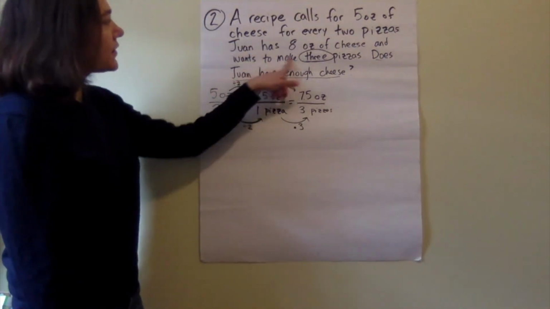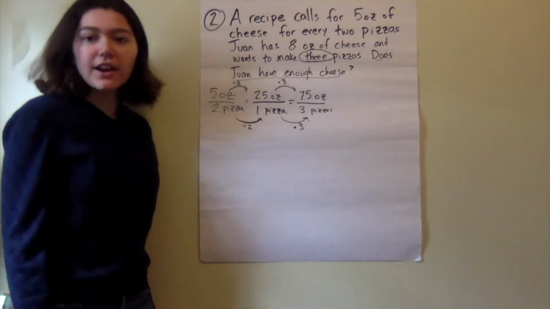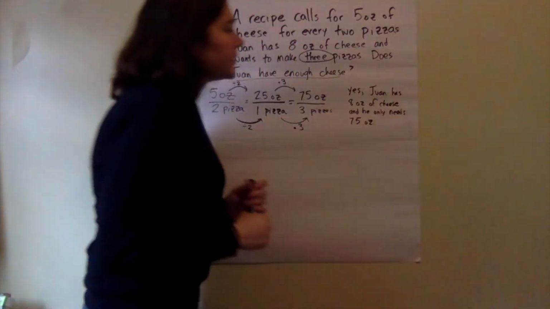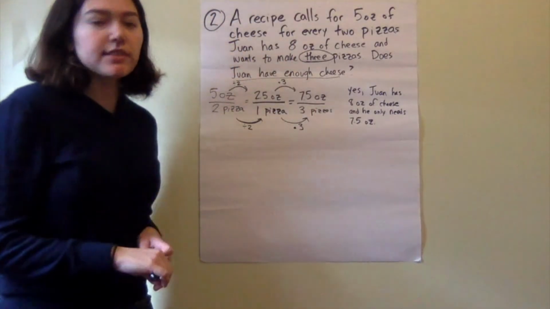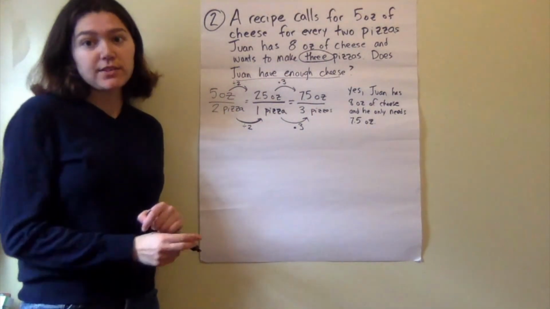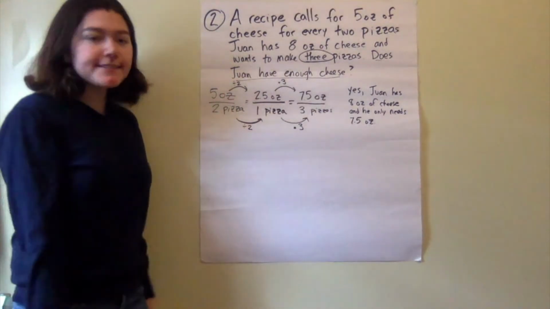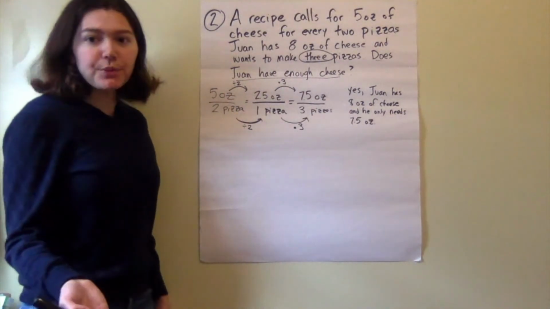So does Juan have enough cheese? Yeah, Juan has 8 ounces of cheese. That's more than 7.5, so that's enough. So yes, Juan has 8 ounces of cheese, and he only needs 7.5 ounces. So he has an extra half an ounce, which is great. Okay, so that's the right answer. That's everything. I'm just going to look at one other way we could have done it.